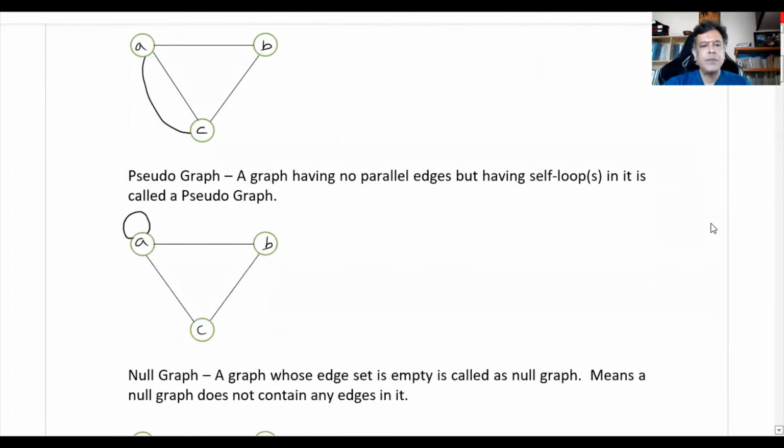Then pseudograph: a graph having no parallel edges like this, but having a self loop. Here it is. There is a self loop here. It is called a pseudograph.